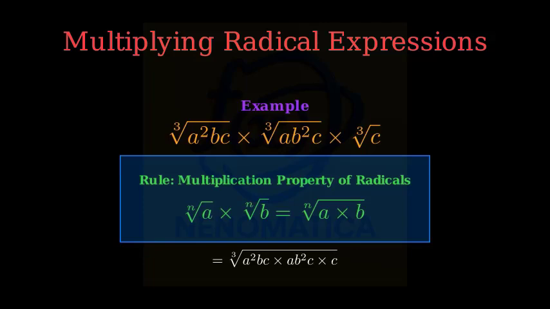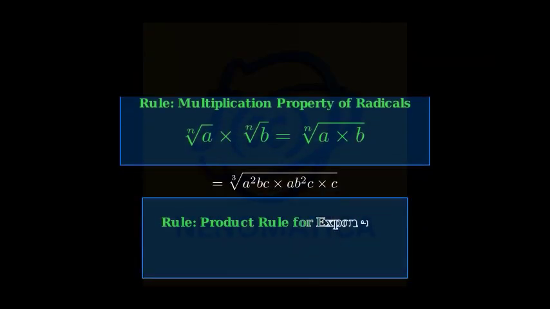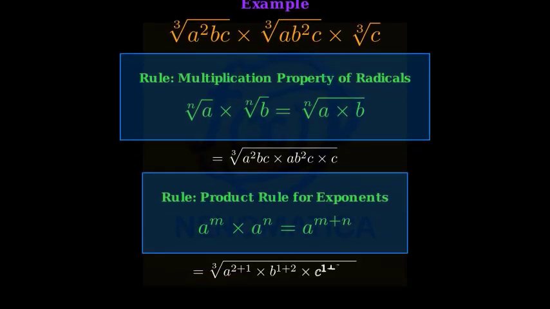For the variable a, we have a to the power of 2 from the first expression, and a to the power of 1 from the second expression, giving us a to the power of 3. For b, we have b to the power of 1 from the first expression, and b to the power of 2 from the second expression, giving us b to the power of 3. For c, we have c to the power of 1 from the first expression, c to the power of 1 from the second expression, and c to the power of 1 from the third expression, giving us c to the power of 3. When multiplying expressions with the same base, we add the exponents.